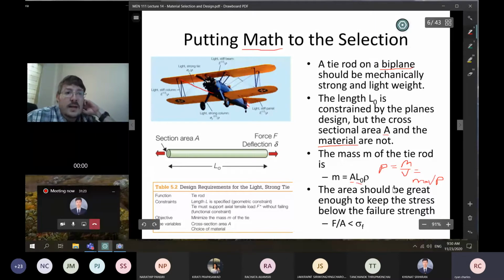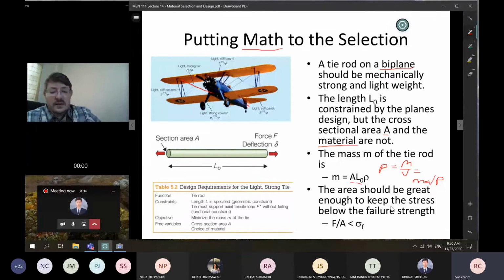And the area, the cross-sectional area, should be great enough to keep the stress below the failure strength, or perhaps the yield strength. You'd have to decide, is it okay if it yields a little bit? Or do I just not want it to break into two pieces, right? So you could pick various important strengths. Now here, it's probably going to be yield strength, right? You don't really want this to plastically deform, perhaps. Right? So you start to write these things down, right, to keep track of all this.